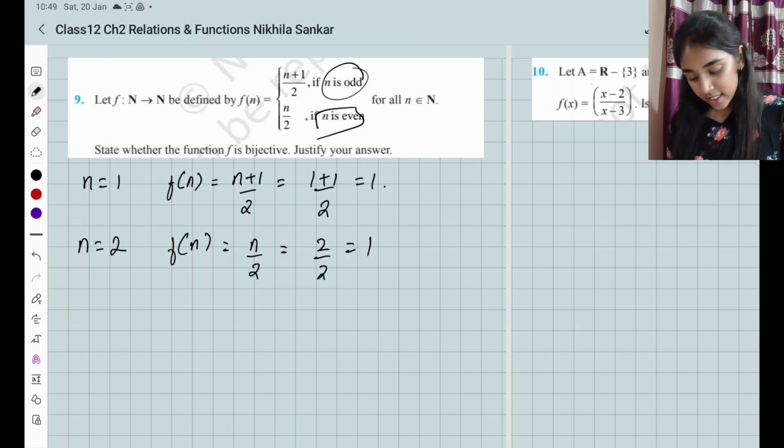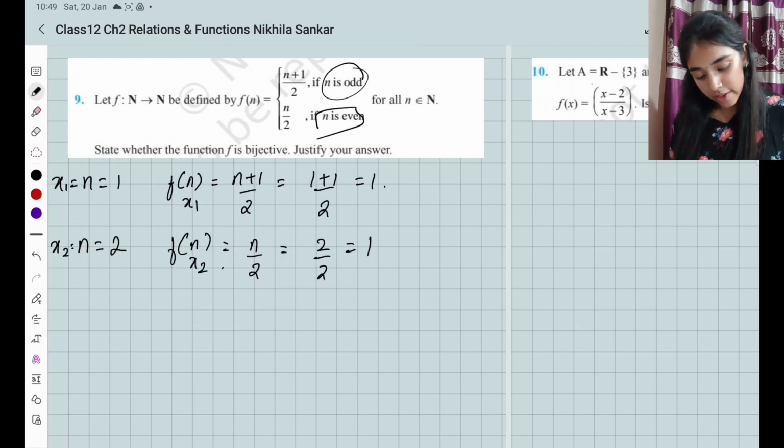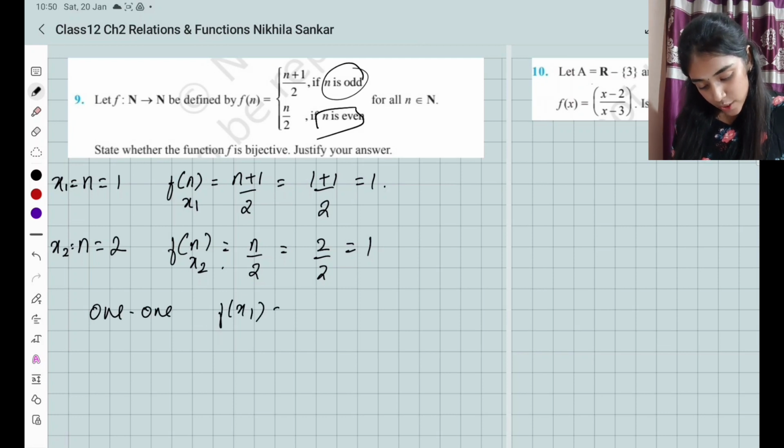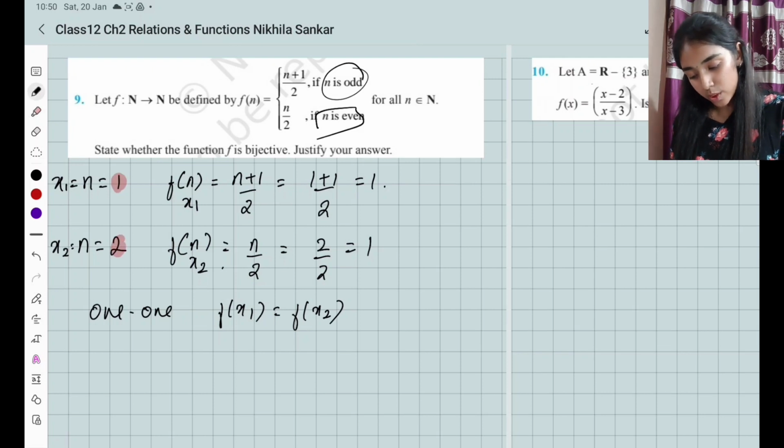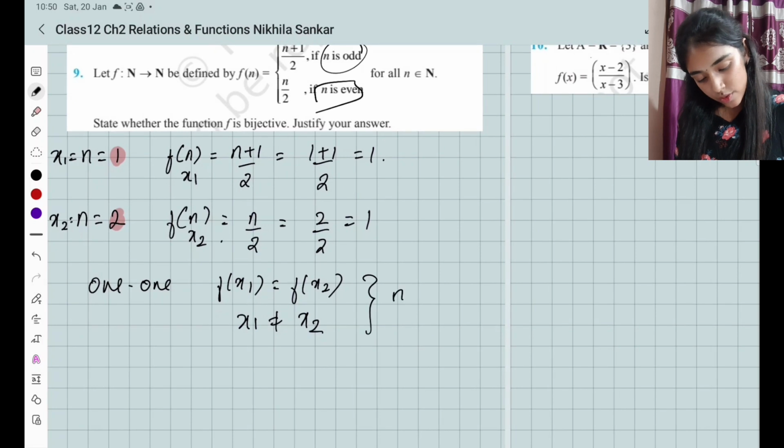So what do we learn from this? If I take this to be my x1 and this to be my x2, this is f of x1 and this is f of x2. I see that for one-one, f of x1 equals f of x2, but clearly x1 is not equal to x2. Okay? So from these two, I can say that it is not one-one.